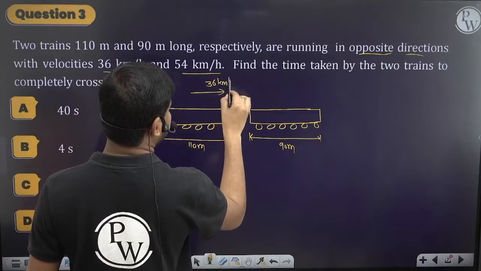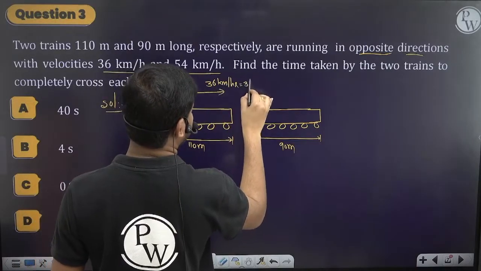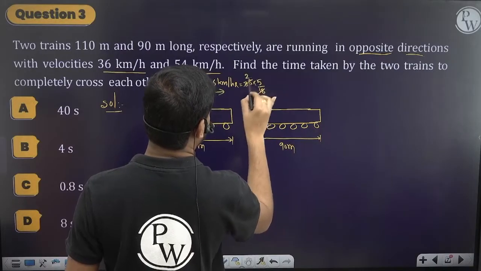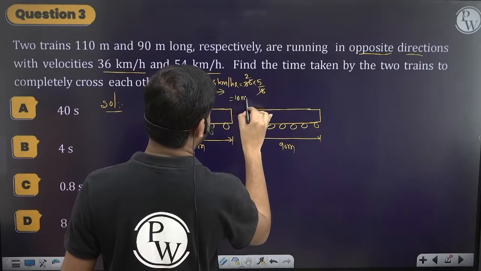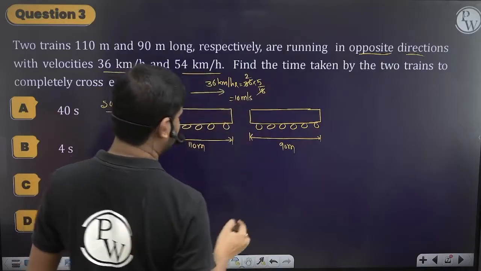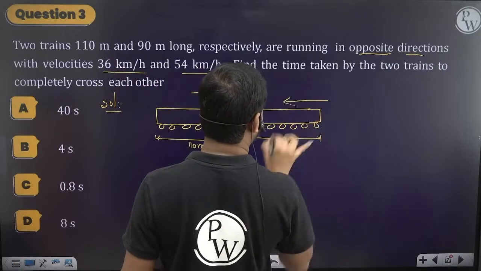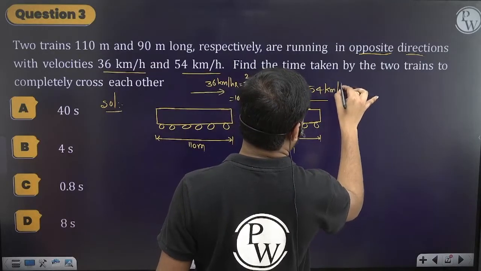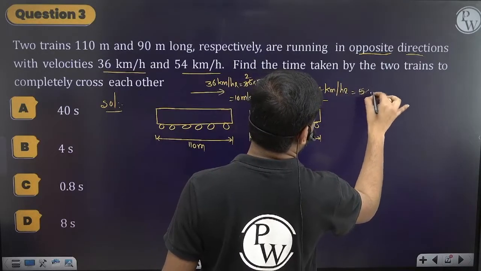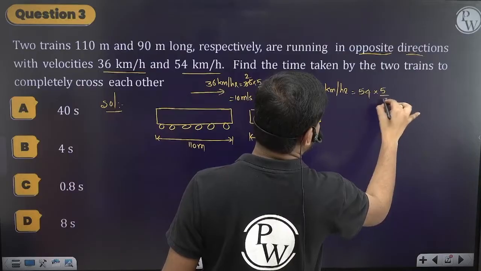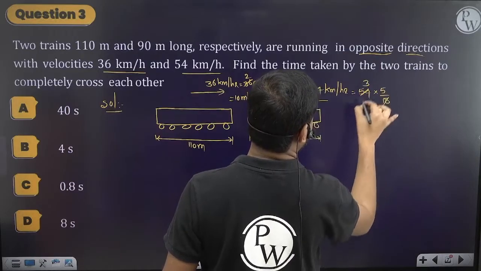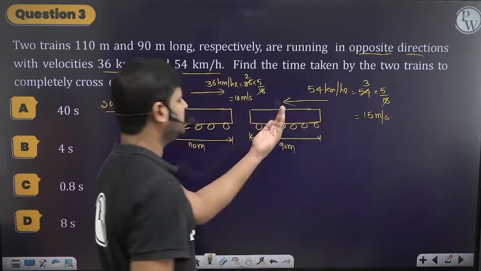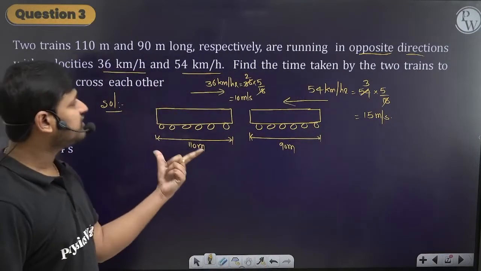Convert this 36 km per hour to meter per second. So 36 into 5 by 18. 5 ones are 5, 18 twos are 36, so this is 10 meter per second towards right. And then train B will move towards left, which is 54 km per hour. Again convert this: 54 into 5 by 18, which is nothing but 18 threes are 54, 5 into 3, so 15 meter per second, which is moving to the left. So this information is clear.